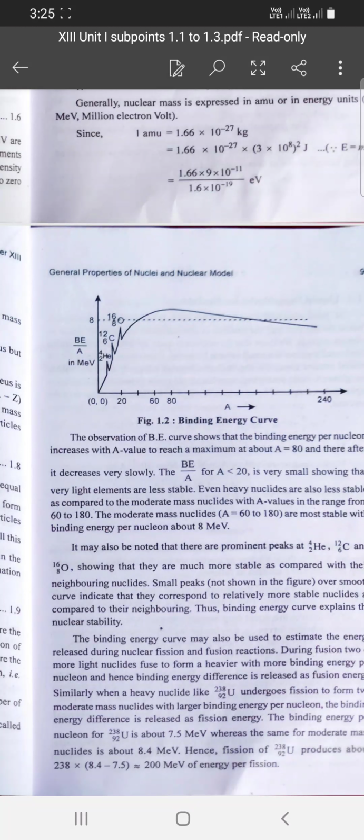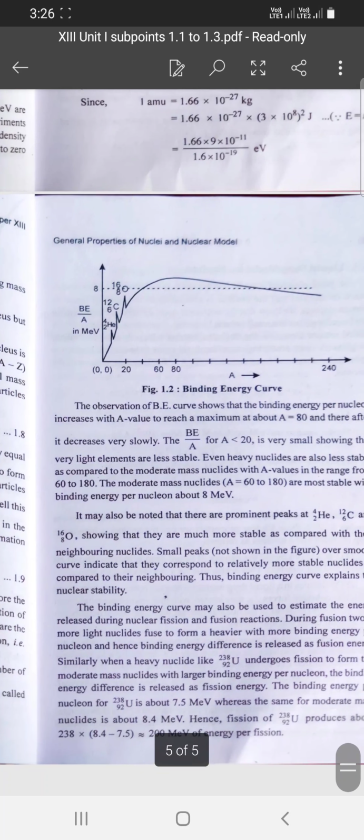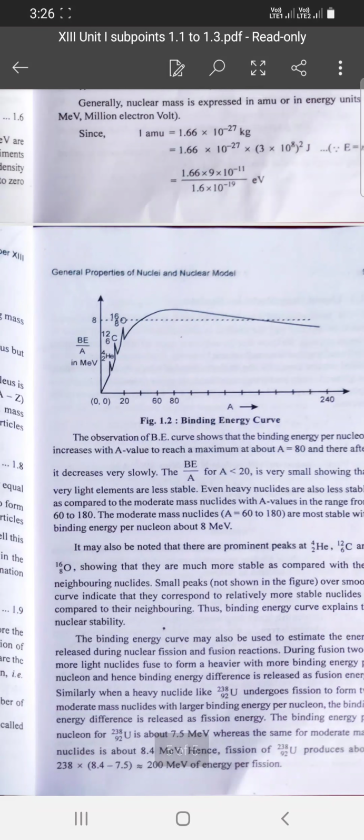There are prominent peaks at helium 4, carbon 12 and oxygen 16 in this binding energy curve, that is graph 1.2, showing that they are much more stable as compared with their neighboring nuclides. These are shown along the B upon A axis in million electron volt, where the X axis is only A. The binding energy curve may be used to estimate the energy released during nuclear fission and fusion reactions.